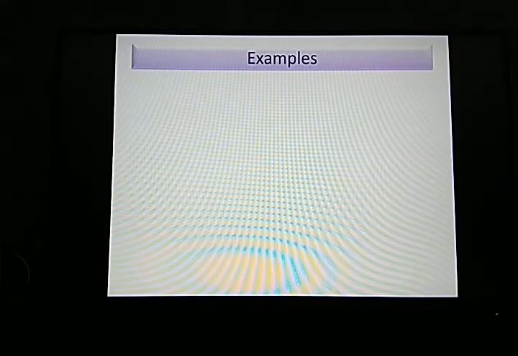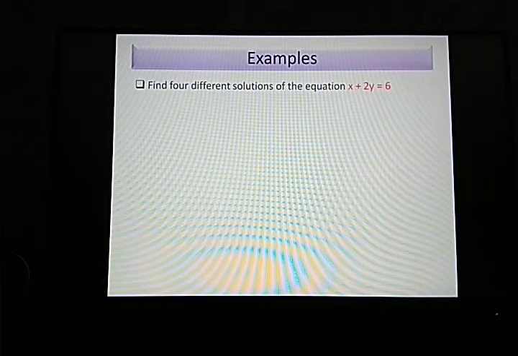Now let us solve some examples. With the help of these examples, you will learn the technique of finding the solutions of a linear equation. Let us begin with an equation. The question says: find 4 different solutions of the equation x plus 2y equals 6. Here also we have to find the solutions, that is, the values of x and y which satisfy this equation. We need to find 4 such solutions.